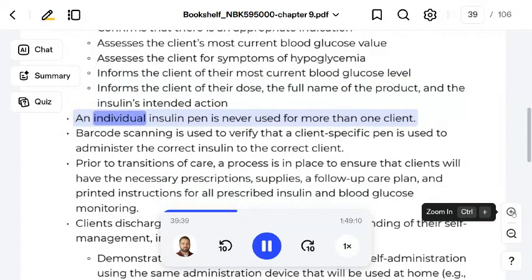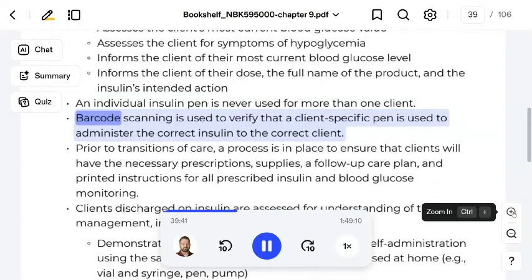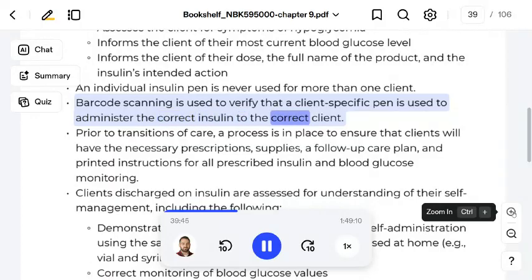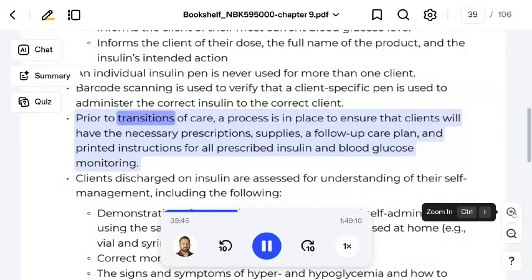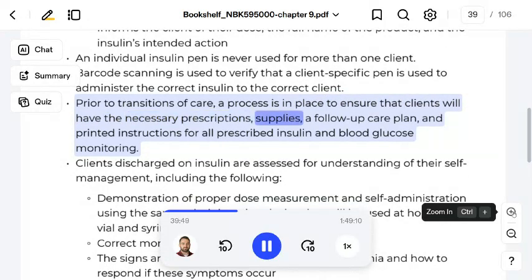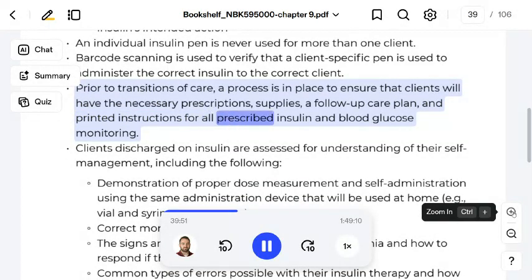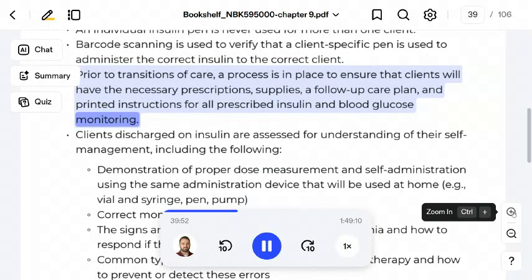An individual insulin pen is never used for more than one client. Barcode scanning is used to verify that a client-specific pen is used to administer the correct insulin to the correct client. Prior to transitions of care, a process is in place to ensure that clients will have the necessary prescriptions, supplies, a follow-up care plan, and printed instructions for all prescribed insulin and blood glucose monitoring.